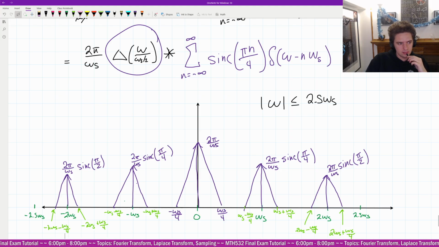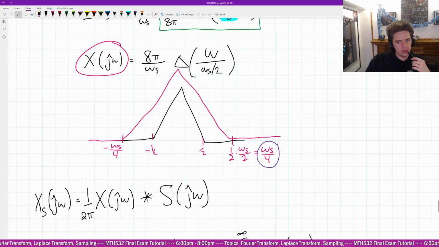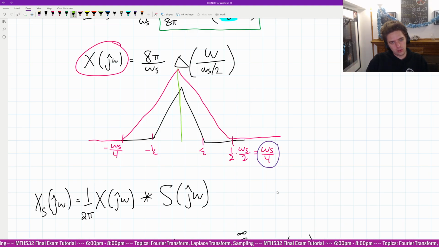Okay. Why is ws over 4, not ws over 2? Because the width here is ws over 4. That's the width of the triangle, which goes from 0 to ws over 4, negative ws over 4. Right?